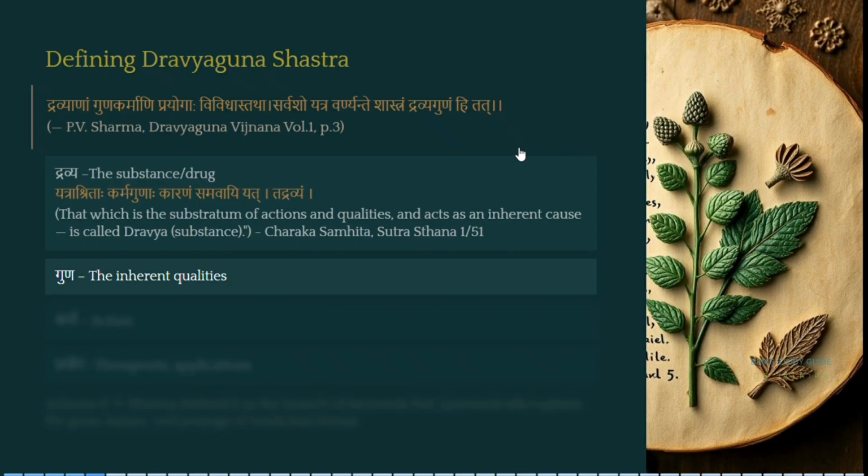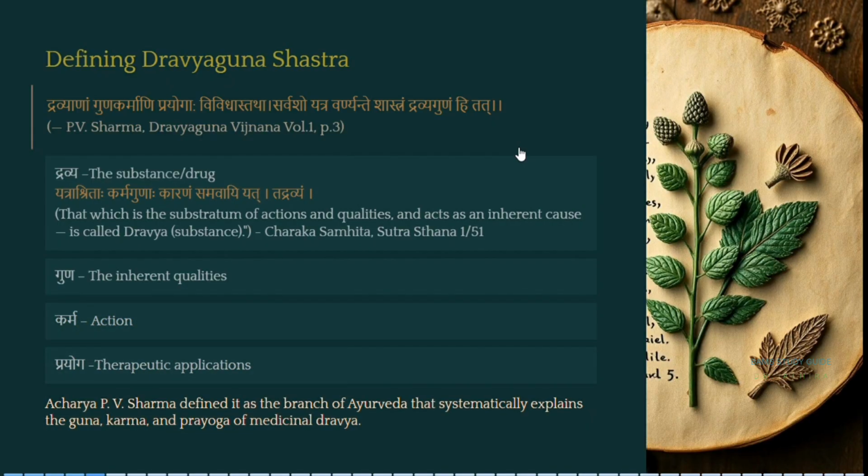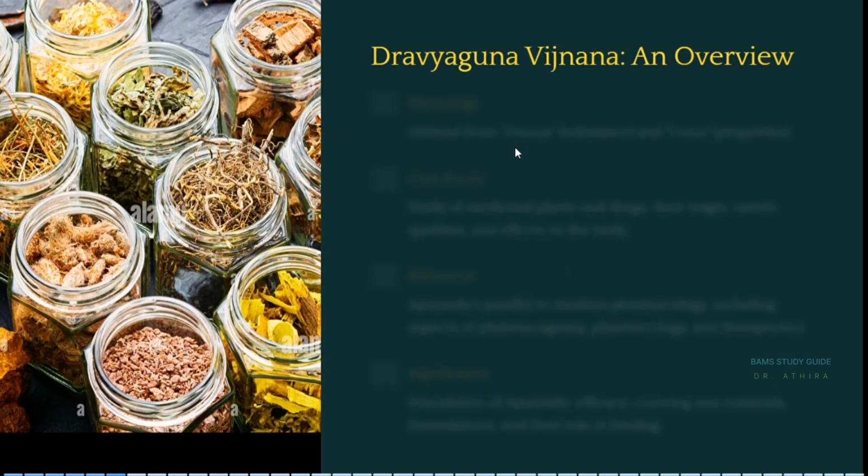Guna are the inherent qualities of a substance. Karma refers to the action produced by the substance. Prayoga means its therapeutic application. Thus, Dravyaguna Shastra systematically explains the properties, actions and uses of medicinal substances.